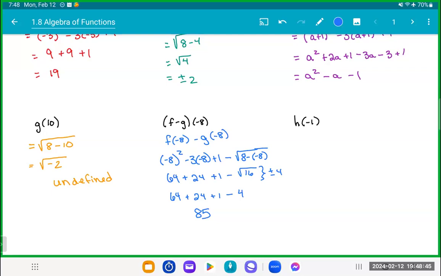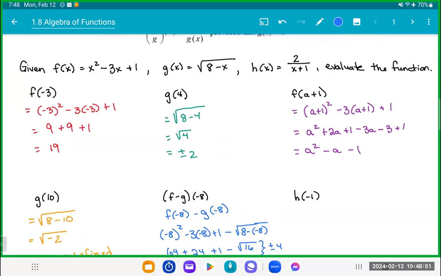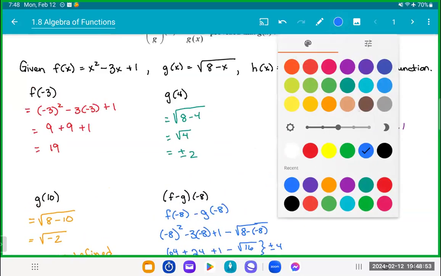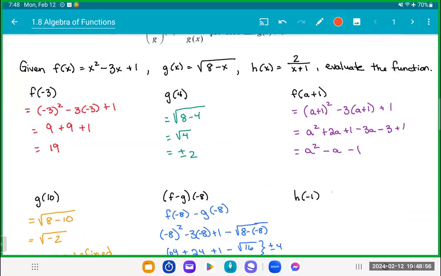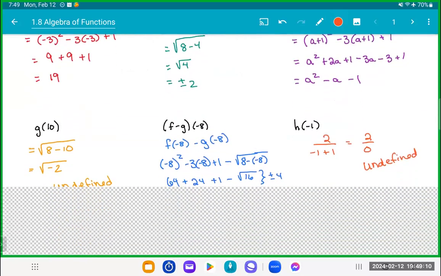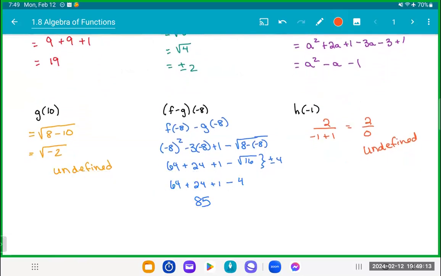So what about if h is equal to -1? Okay. So our h, we have this 2 divided by -1 plus 1. So that is 2 over 0, which would be undefined because we cannot divide by 0. Okay? Questions?